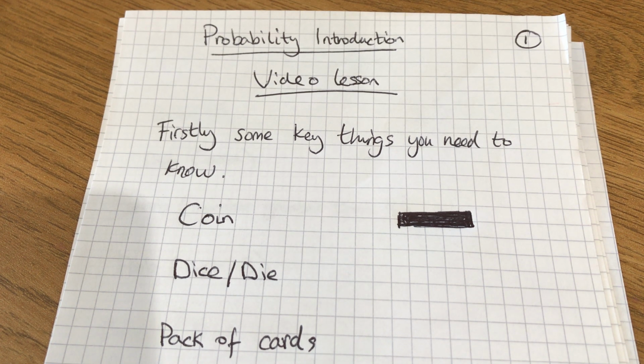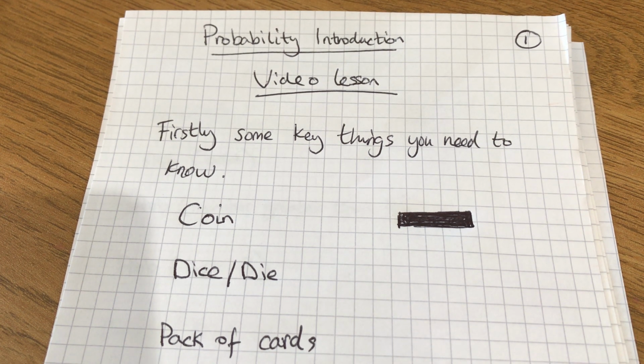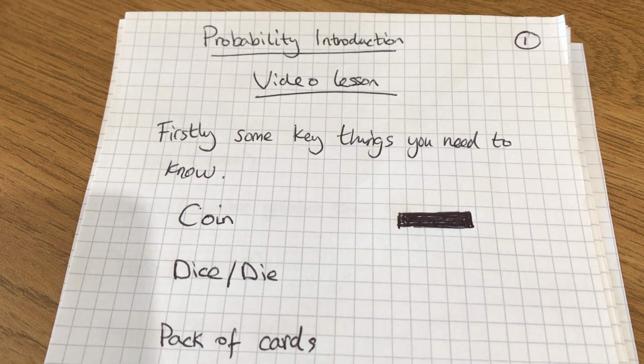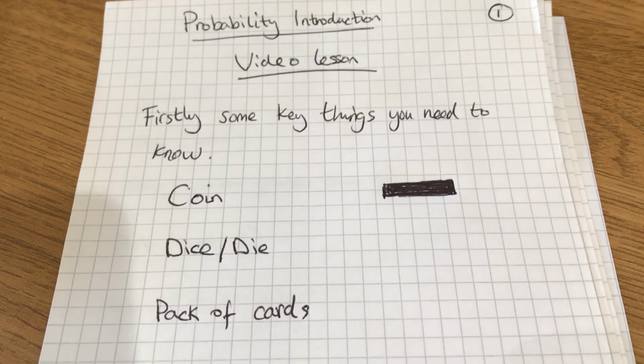Okay, brilliant. So before we get properly into probability, we need to make sure that there's some key words and things that you really need to know. Hopefully none of your English teachers are watching, but I think we can get some of these keywords really drilled down. So, a coin.